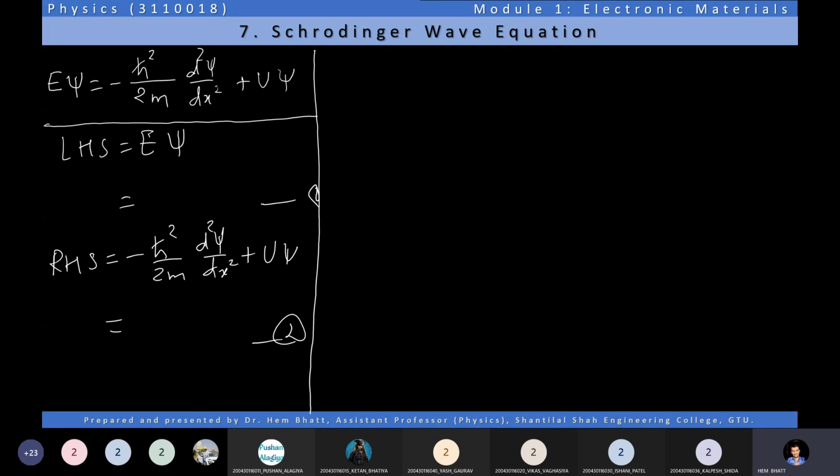So we can assume that let psi be represented by a1 sin kx plus a2 cos kx, a linear combination of the two.